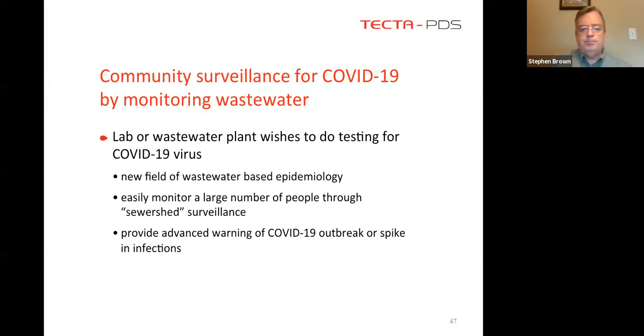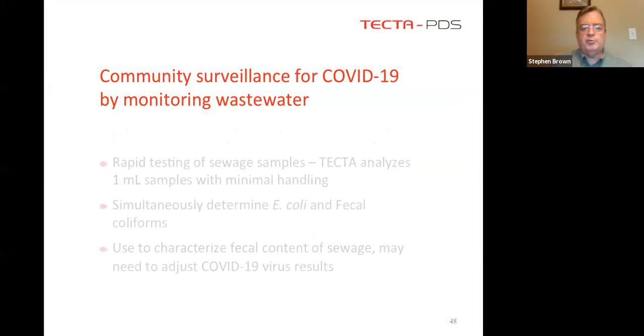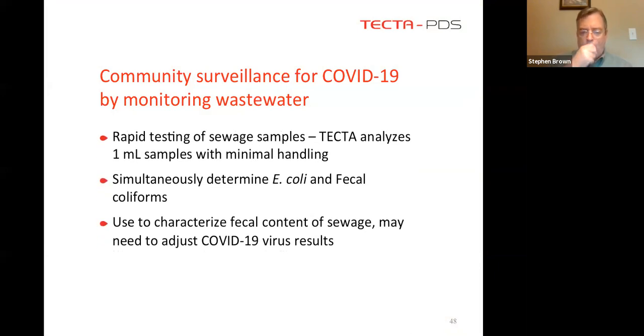And so we've gotten involved in some experiments doing that in our lab, where we're monitoring sewage samples for the COVID virus as part of community monitoring. But at the same time, every time we collect a sewage sample or one comes into the lab, we just take a little 1 milliliter sample out of that and put it in the TECTA so that, alongside the virus testing, we can determine the E. coli and fecal coliform levels in that sample.